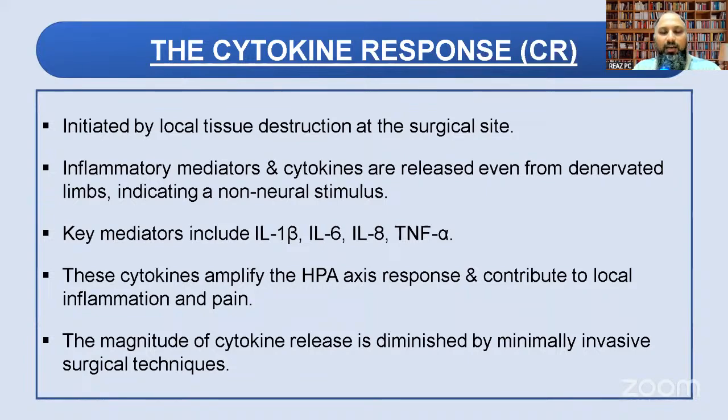Going to the other component of the stress response to surgery, the cytokine response, it is initiated by local tissue destruction at the surgical site. Here, inflammatory mediators and cytokines are released even from denervated limbs, indicating a non-neural stimulus. This indicates that regional anesthesia is unable to attenuate the cytokine response. The key mediators in the cytokine response include interleukin 1 beta, interleukin 6, interleukin 8, and TNF alpha. These cytokines amplify the hypothalamic pituitary adrenal axis response and contribute to local inflammation and pain. The magnitude of cytokine release is diminished by minimally invasive surgical techniques, not by regional anesthesia or high-dose opioid anesthetic techniques.